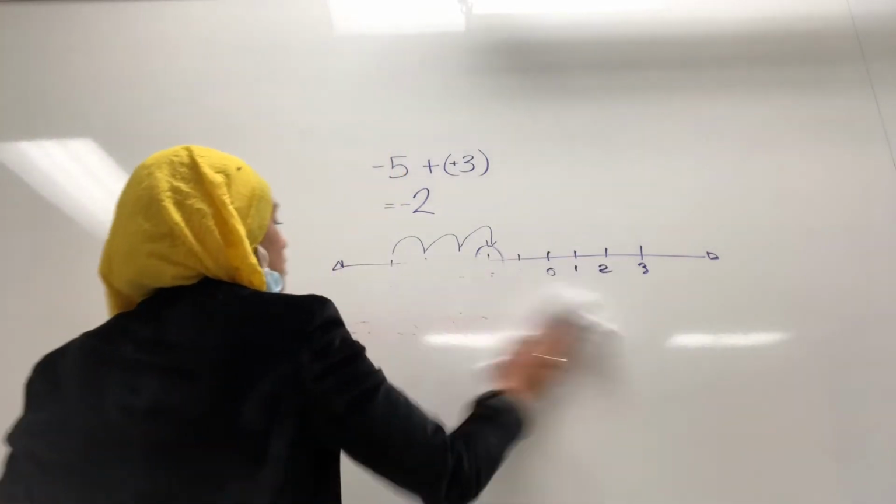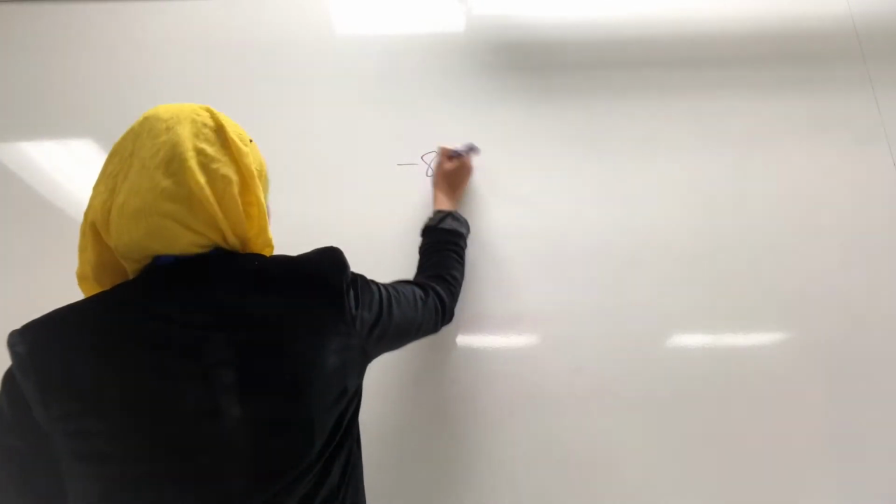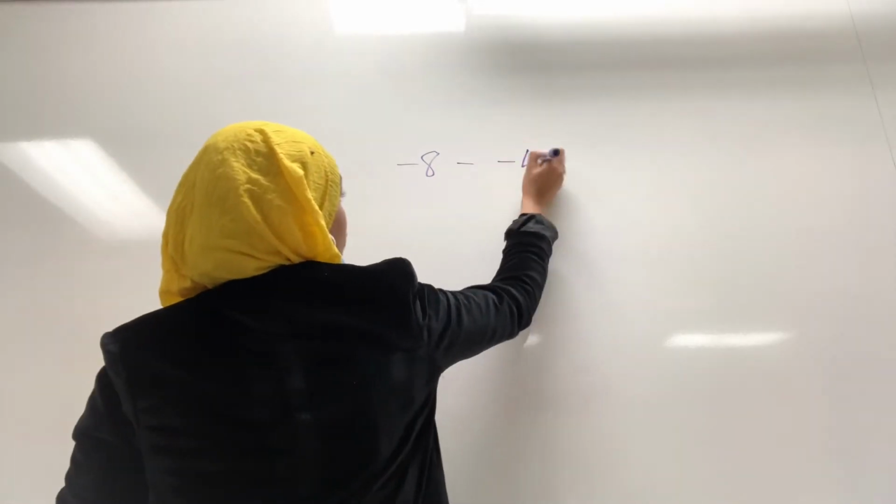Now we're going to do subtraction, and we're going to do subtraction the same way. So I'm going to show you subtraction using all three of the processes so that you understand what you're doing. So my first question is going to be -8 minus -4.